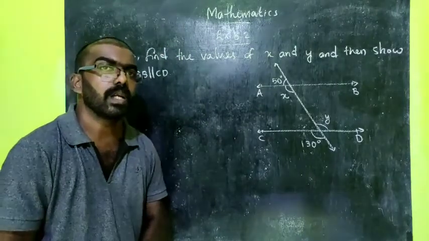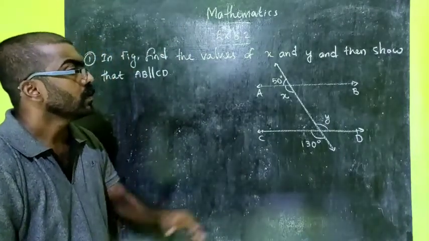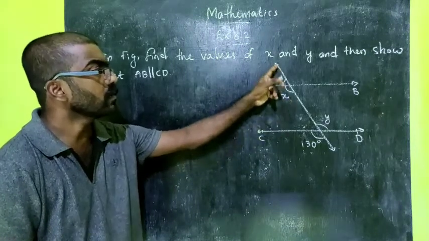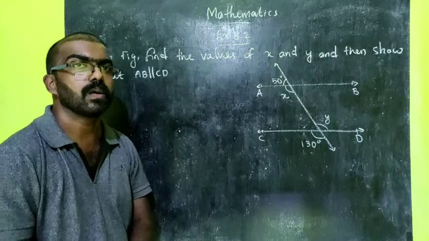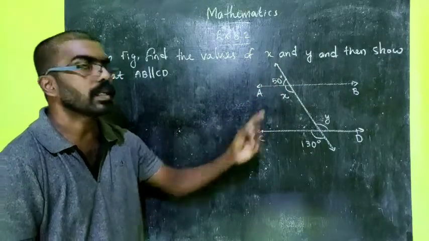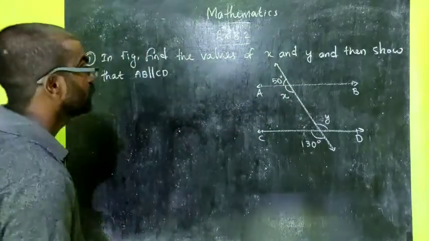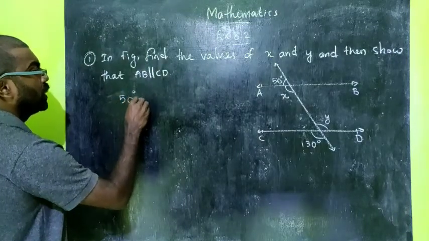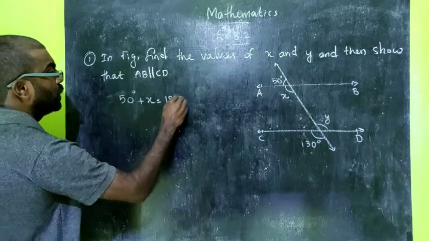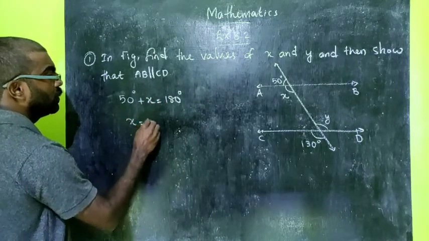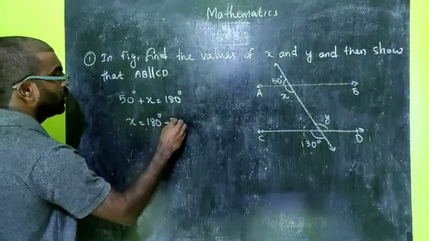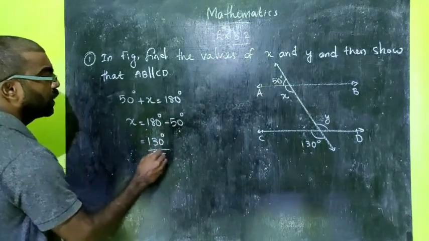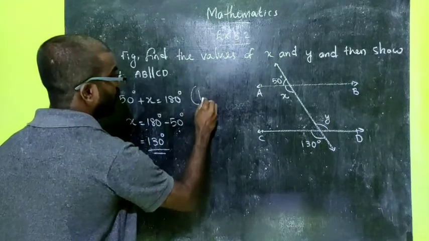From the figure, we can easily understand that 50 degree and angle x, these two angles form a linear pair. So 50 degree plus x is equal to 180 degree, or x is equal to 180 degree minus 50 degree, which gives 130 degree. Here we can write the reason, linear pair.